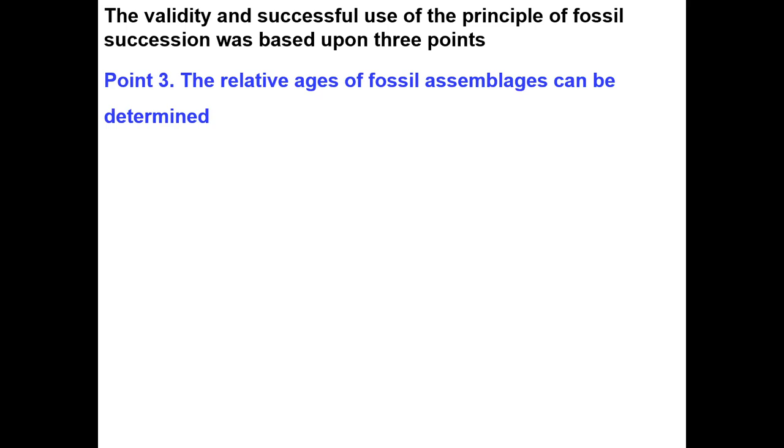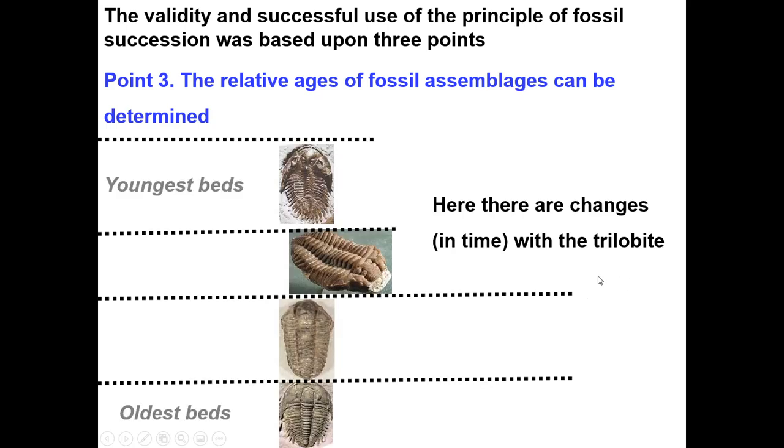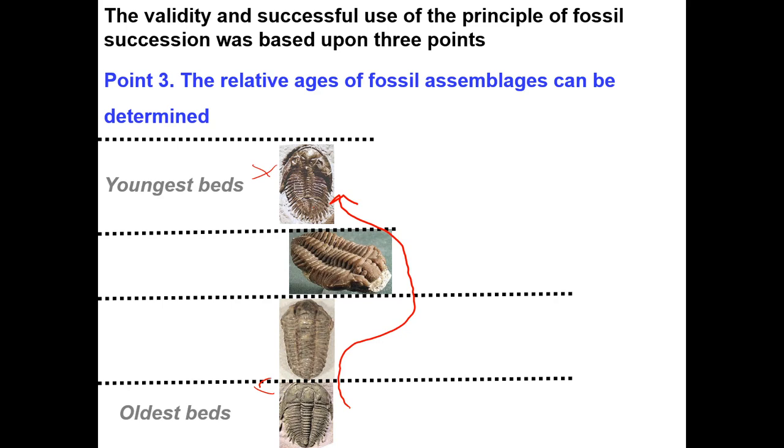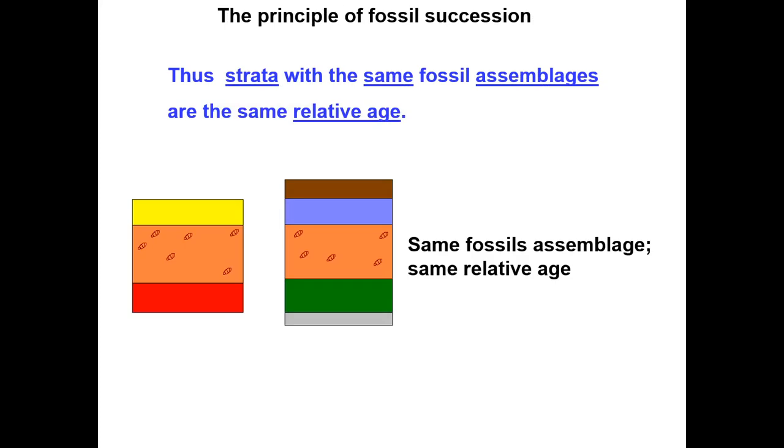So if a rock has the same sets of fossils, they're probably of similar ages, okay? For example, we can see very subtle changes in trilobites through time. And we can figure out which are the older kinds of trilobites and which are the younger kinds of trilobites, okay? So just by the shape of the trilobite fossils, they're very useful for figuring out how old the rocks are. So strata with the same fossil assemblages have the same relative ages.